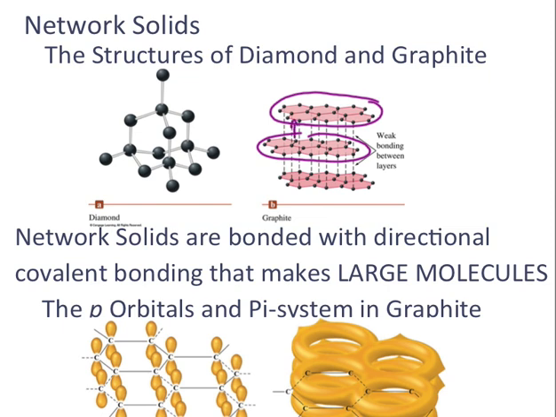How are these sheets attracted to each other, do you think? London dispersion forces, right? These are weak. So when you write with your pencil on a piece of paper, you're overcoming that intermolecular force. The sheets are coming off onto the paper, and you're not breaking these bonds, you're overcoming those intermolecular forces between the sheets. It's very cool.